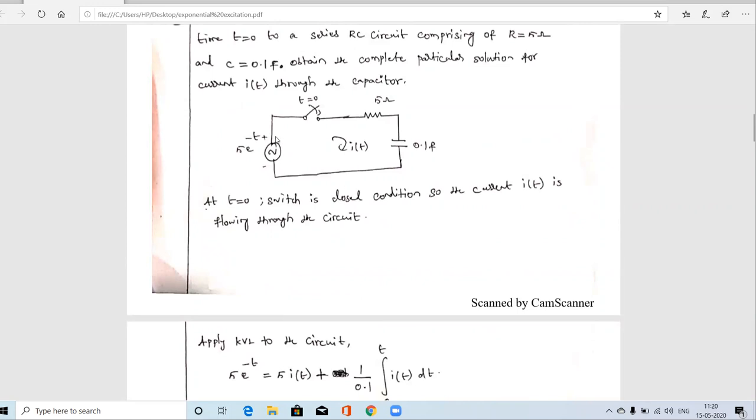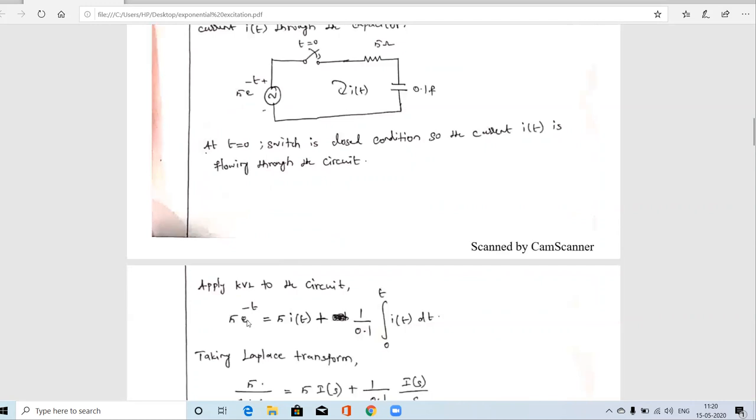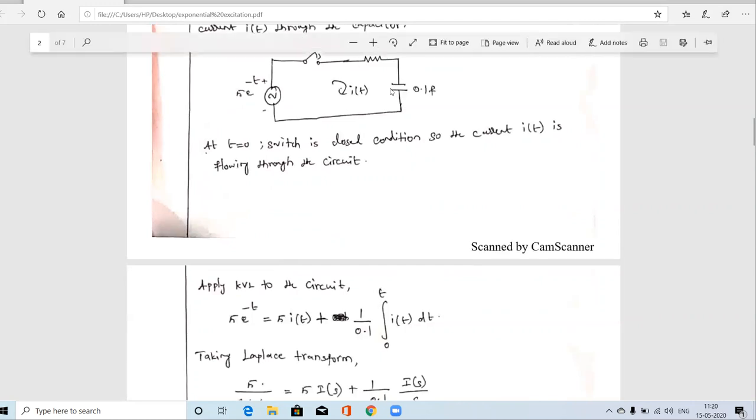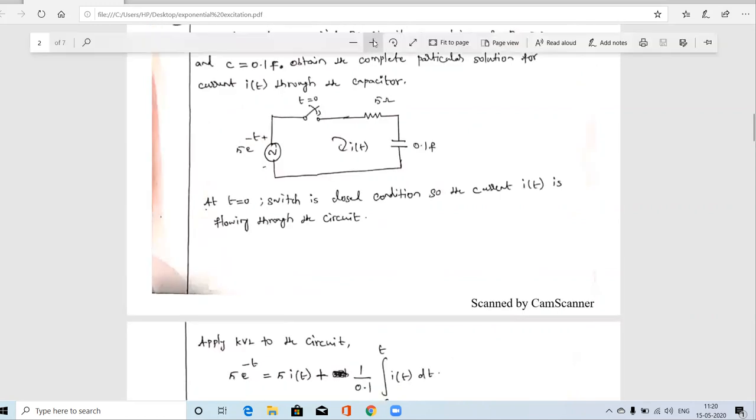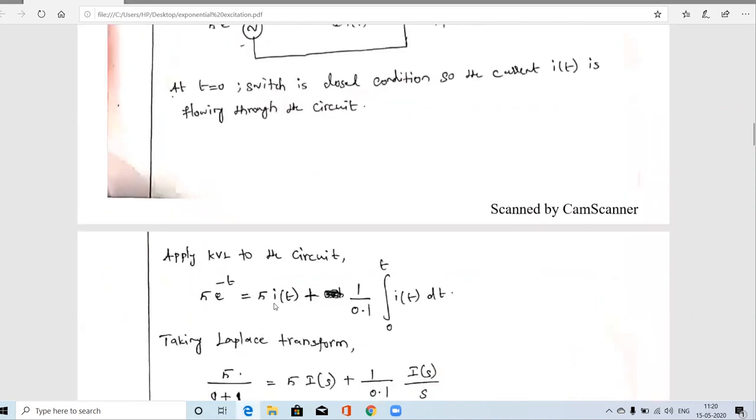What is the KVL equation? First, the applied voltage 5 e power minus t equals, what is the voltage drop across the 5 ohm resistor? The voltage drop across the 5 ohm resistor is R into i of t.